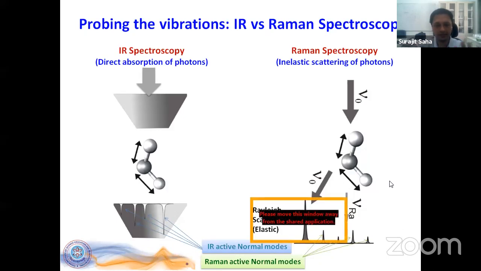So the distinction between the two techniques is that we use a white band in IR spectroscopy, and we look at the absorbed light or intensity. On the other hand, Raman is a scattering process, and we use a monochromatic light. This monochromatic light gets scattered by the molecule, and the major part of it is elastically scattered, which is called Rayleigh scattering, and a very small fraction of it is inelastically scattered, and that is the Raman scattered light, giving the idea of the normal modes which are Raman active.